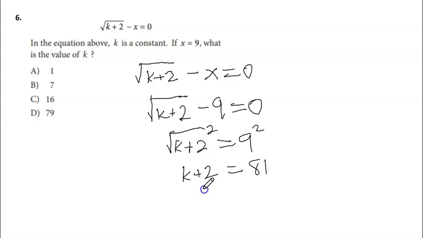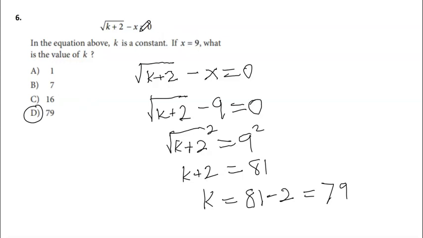So on the left, we have k. If you subtract 2 from either side, the right-hand side is going to be 81 minus 2, right? And 81 minus 2 is what? 79. And our answer is here. It's always nice when you work out the equation and you get your answer in there.